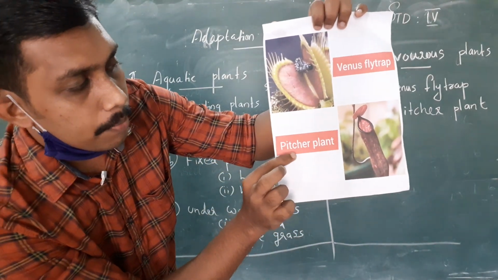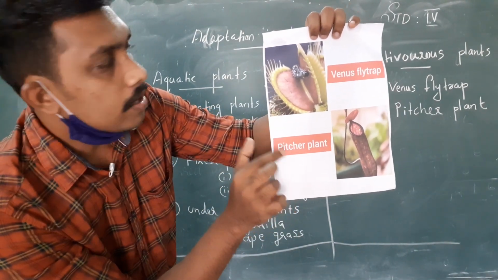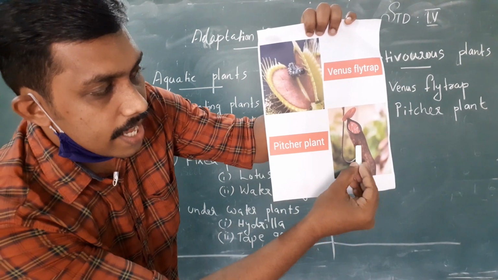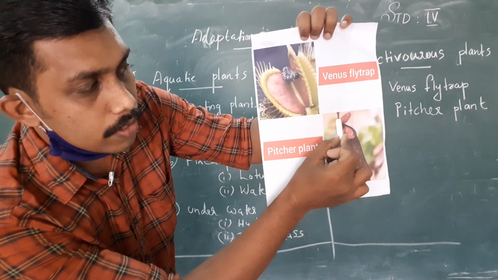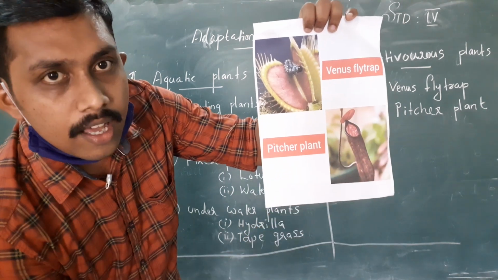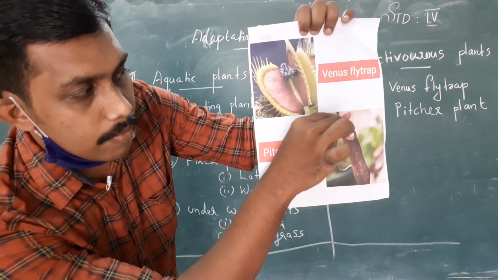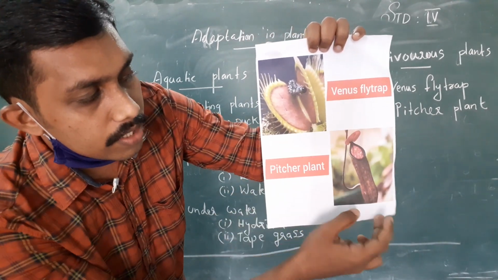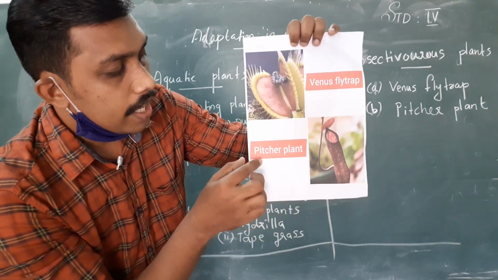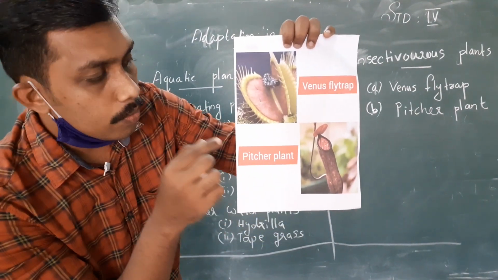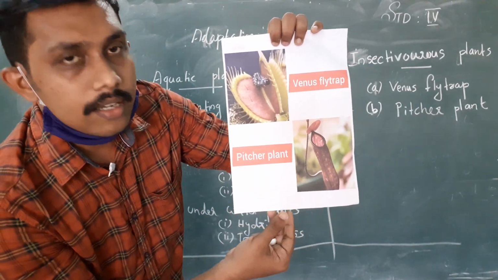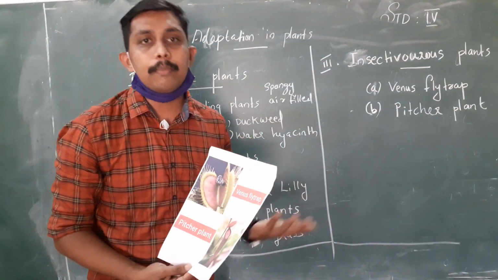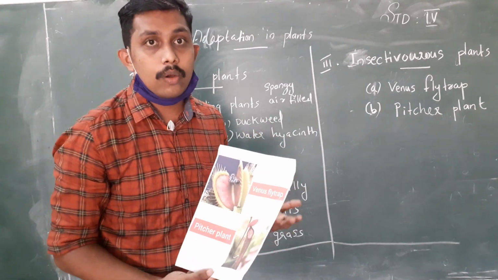And also you can see the pitcher plant. This is also an insectivorous or carnivorous plant. You can see a pitcher-like structure, and there is a lid present here. When the insect comes into the pitcher, the lid covers the mouth of the pitcher. This is how they trap insects. These two plants are the insectivorous plants, which trap insects for food.